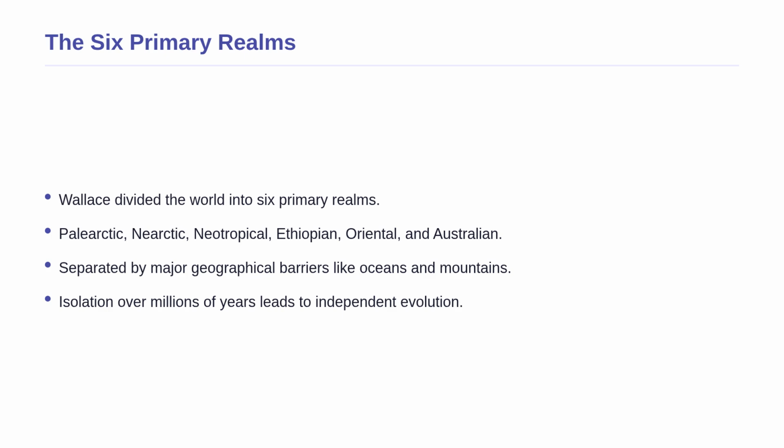Massive oceans, towering mountain ranges, and expansive deserts prevent animals from easily crossing from one region to another. Because these animal populations are isolated for millions of years, they evolve entirely independently. This deep historical isolation is the exact reason we see such unique biodiversity in each specific realm today.